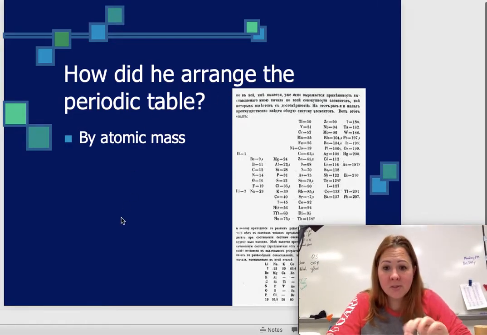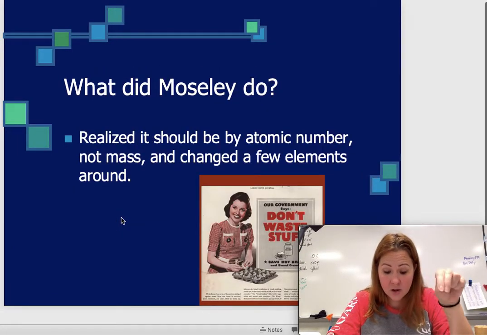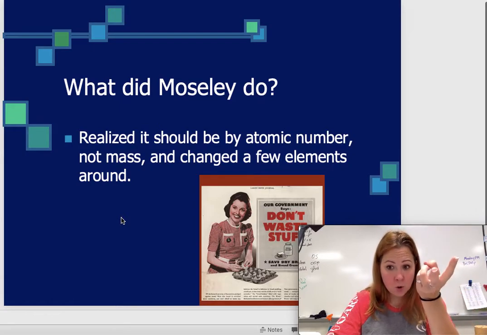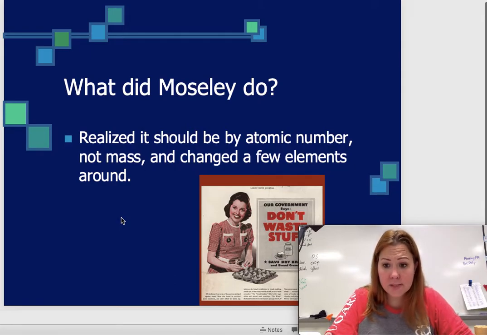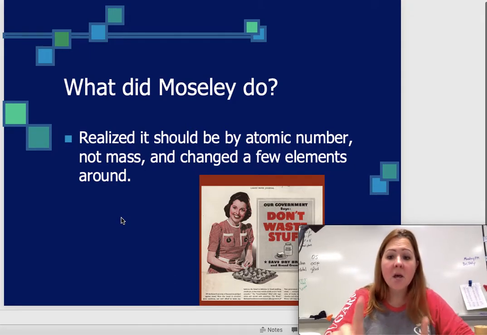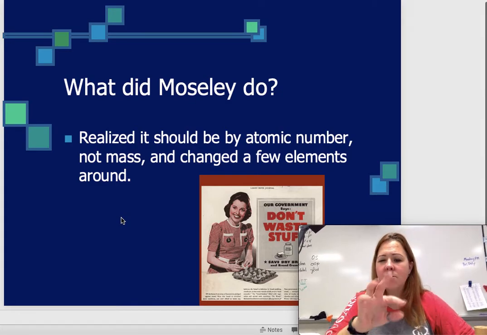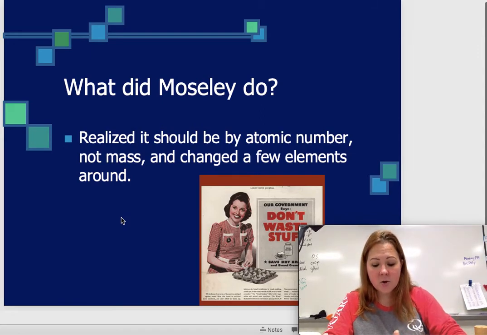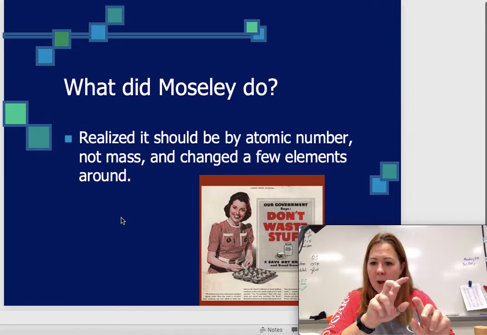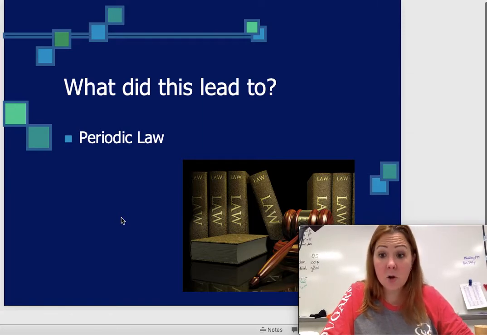So what Moseley ended up doing with his periodic table was he took that nickel and cobalt and switched the order because of their protons. Cobalt has 27 protons, nickel has 28. So we needed to make sure that they were swapped out on the periodic table. There was a couple other places that happened, but with the early elements, the characteristics versus the number of protons didn't quite match up, but that's because the transition metals are kind of all lumped together. So what this led to was something called periodic law.